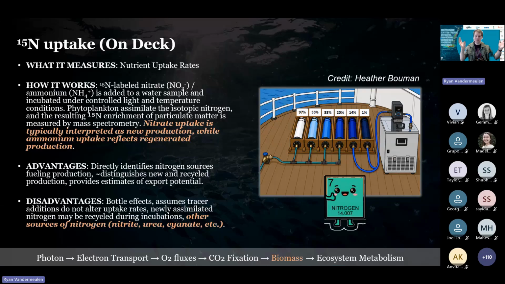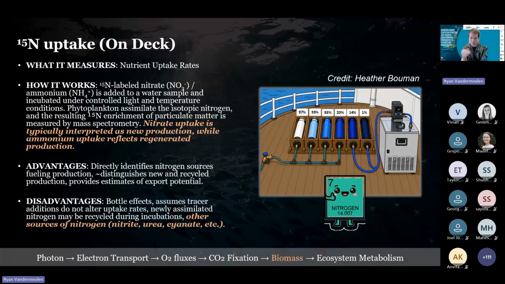And indeed, we can measure this too. So this approach is very similar to the carbon isotope methods we've been discussing, but instead of labeling inorganic carbon, we label the nitrogen source itself. We can add either 15N labeled nitrate or 15N labeled ammonium to seawater samples and measure how much of that nitrogen is incorporated into particulate organic matter.